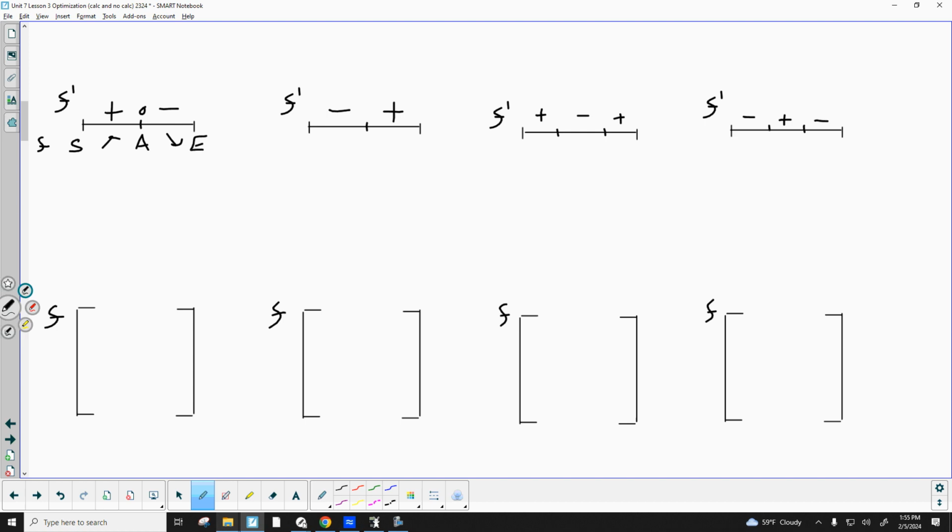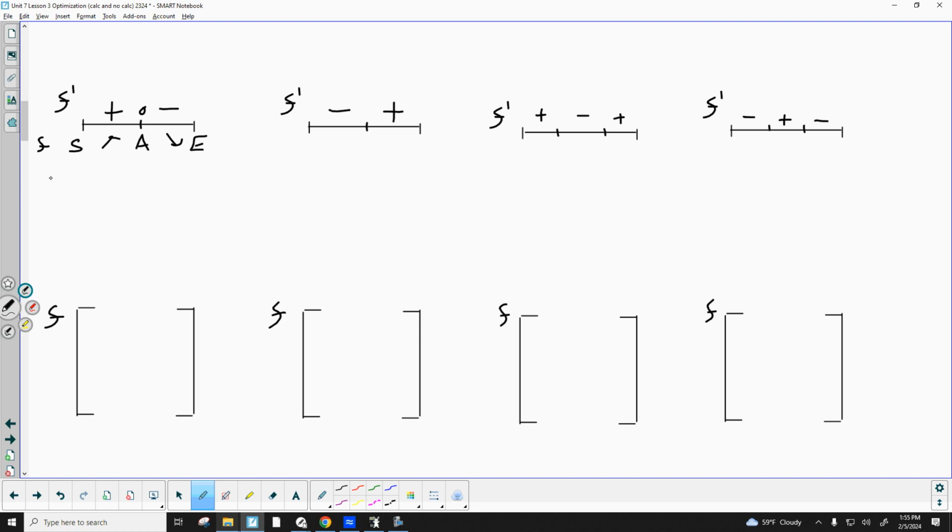Do we know a location of an overall max or min? Tell your neighbors. What letter could be an overall max or min, or has to be an overall max or min? Start with that. A's got to be a max. Great. Where's the min? S or E, we don't know.